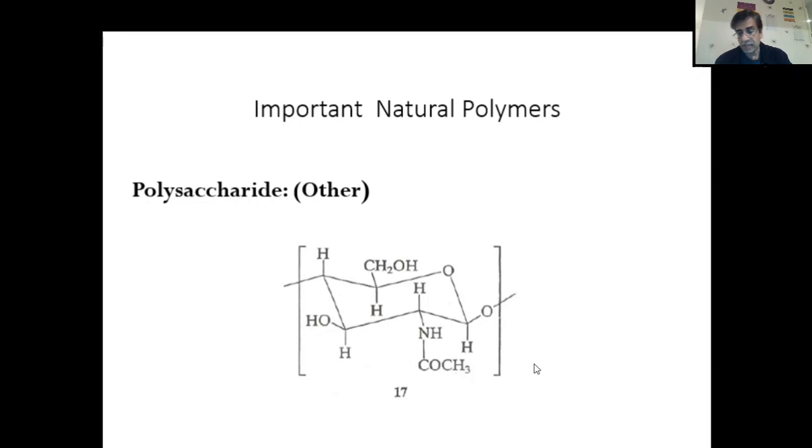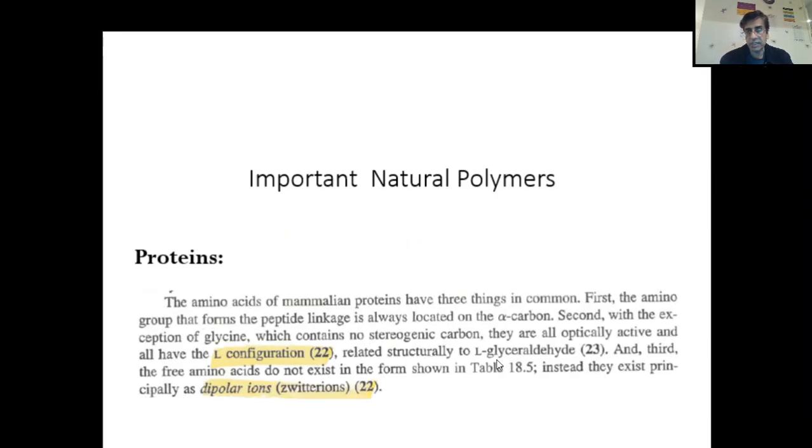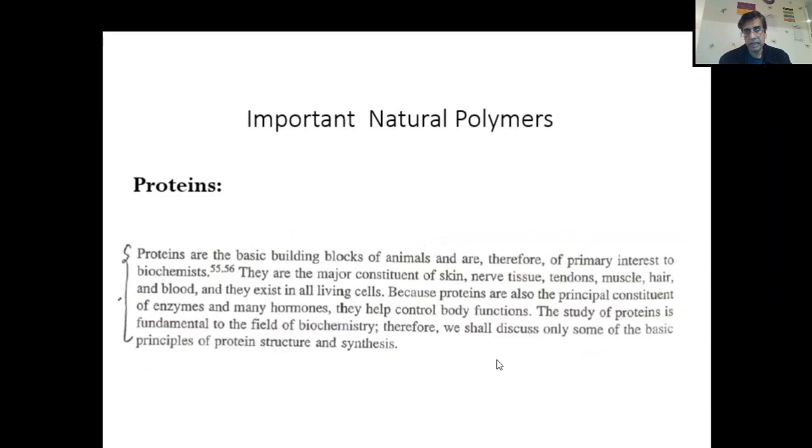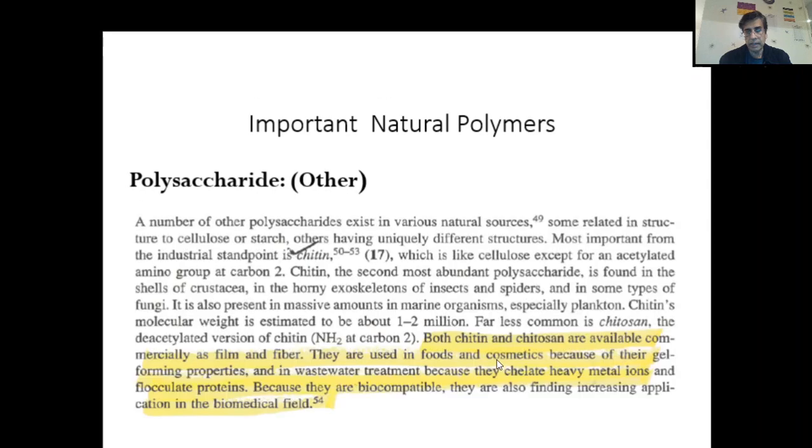One of the important applications of chitin and chitosan is in the food industry, cosmetic industry, and wastewater treatment. In the food and cosmetic industries, they are used because of their gel formation property, because they can make a gel. Also in wastewater treatment.